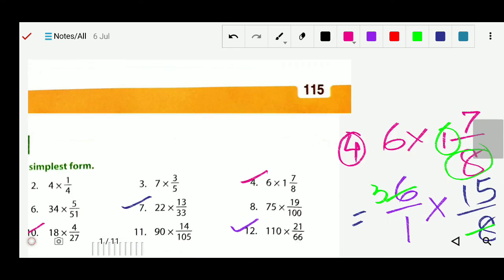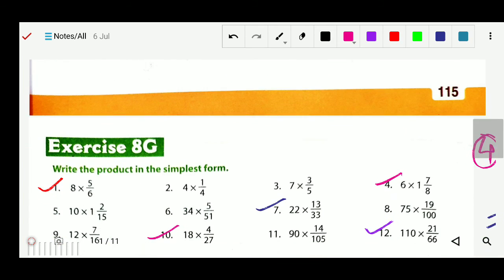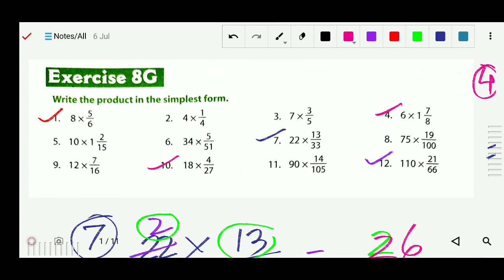Your homework is to solve exercise 8g, all the questions, and also the previous exercises. If you have not solved them, please complete the previous exercises.